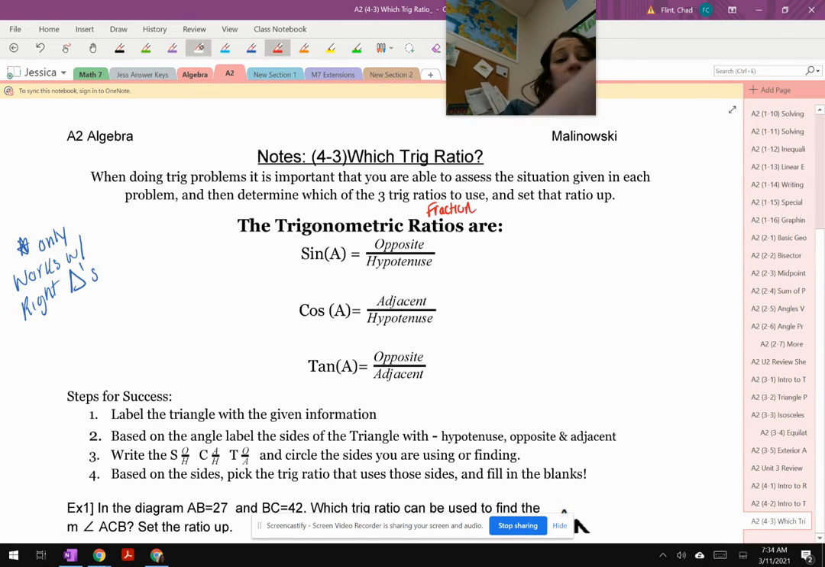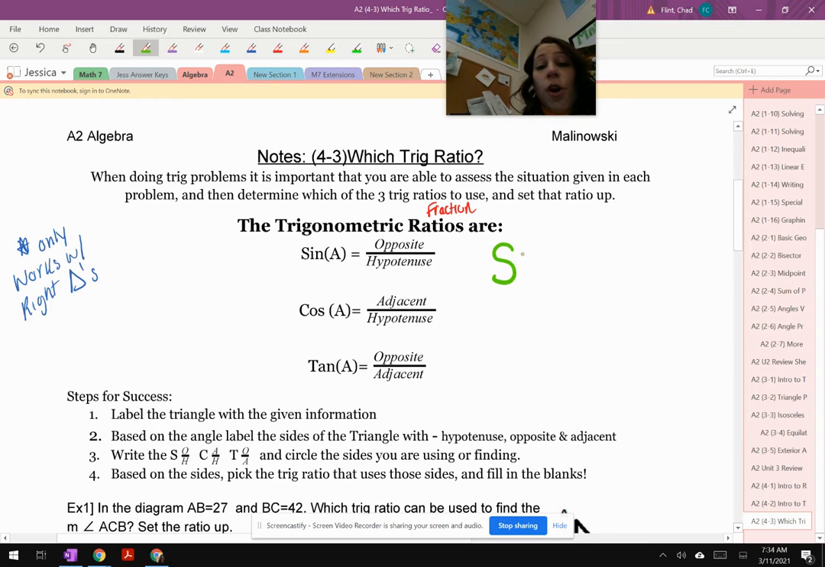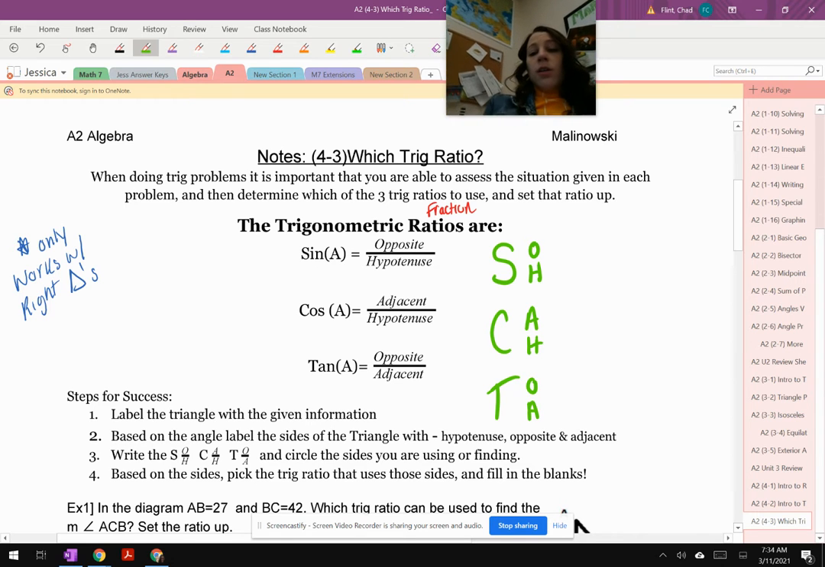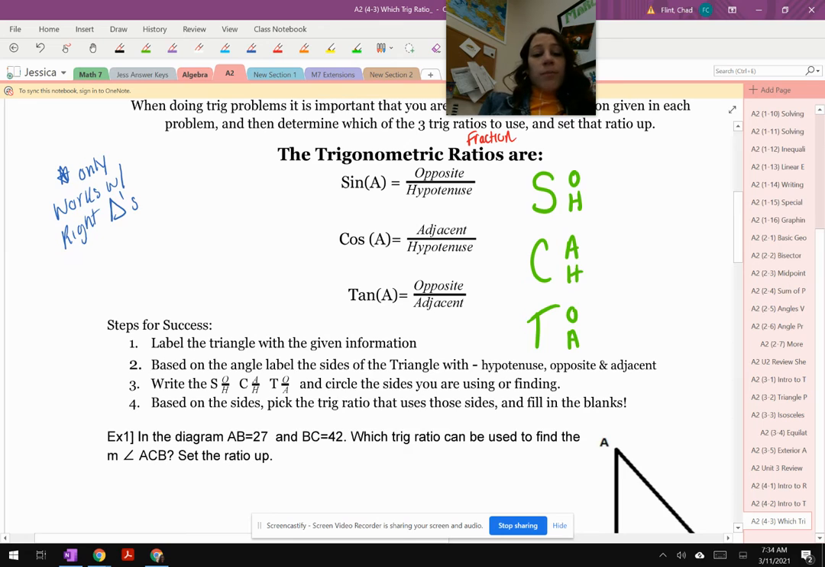And don't forget to use that acronym that we came up with to help you remember those ratios. That Sohcahtoa. And that will help you not have to remember everything.